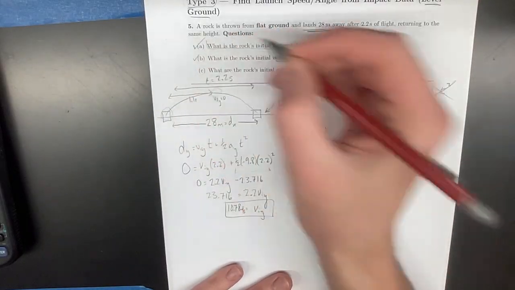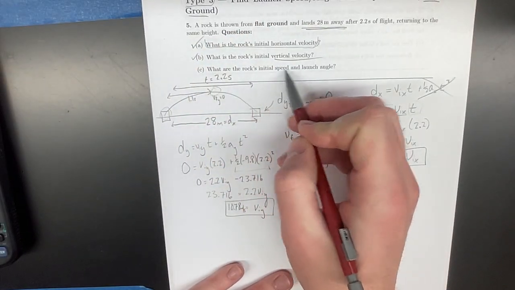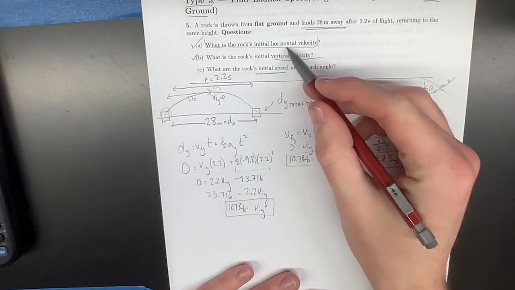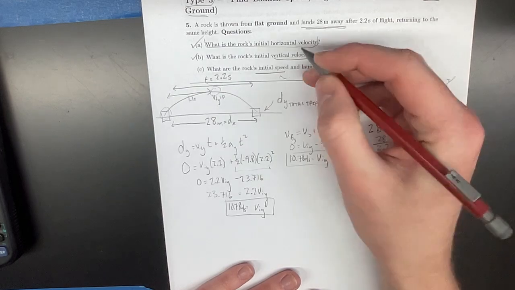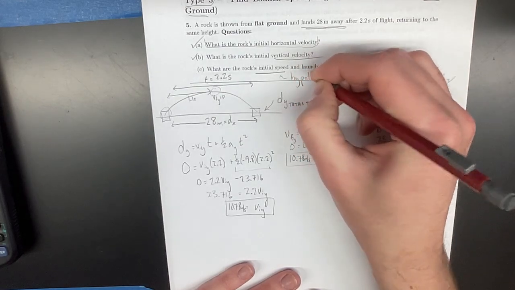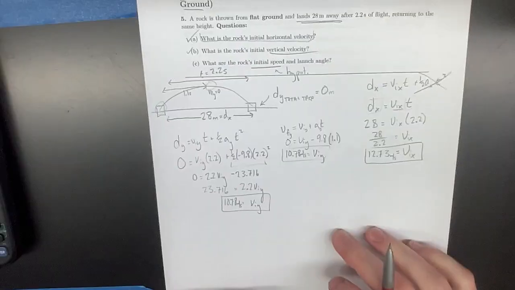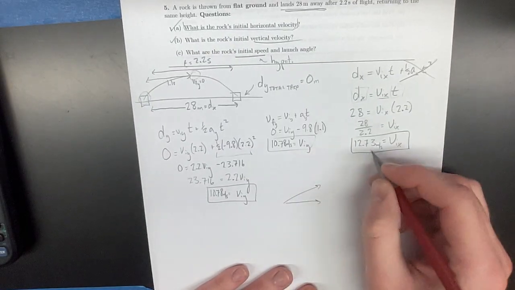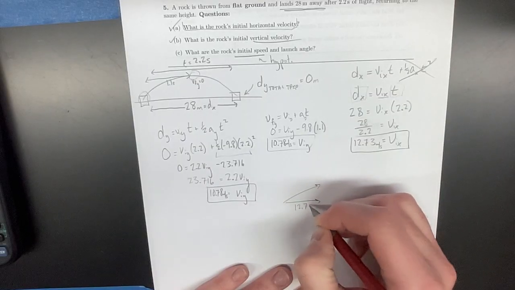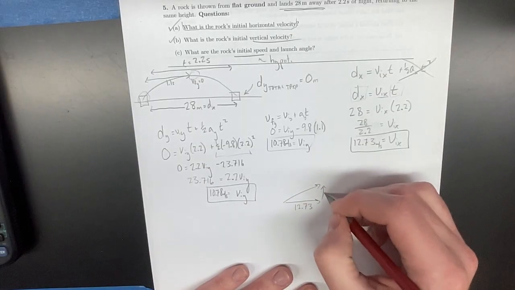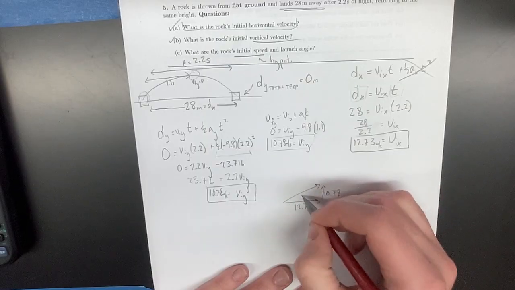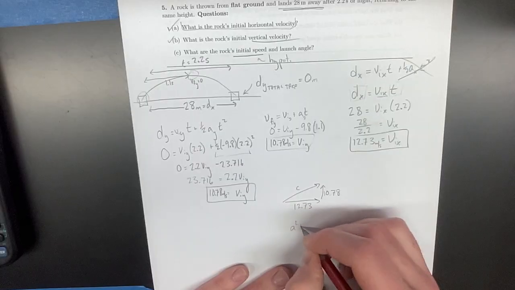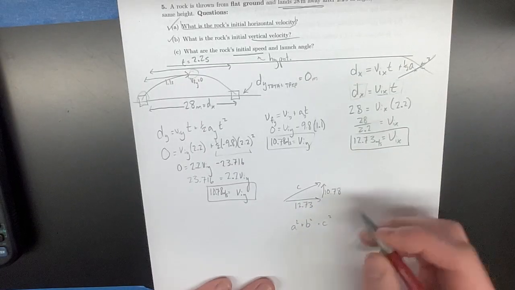So, okay, part C, what is the rock's initial speed and launch angle? Now, when it's talking about initial speed, but it doesn't specify vertical or horizontal, what it's really asking about is the hypotenuse. So, at that initial moment, it's got some amount of horizontal velocity, 12.73. It's got some amount of vertical velocity, 10.78. We just need to find that hypotenuse. So, a squared plus b squared equals c squared.